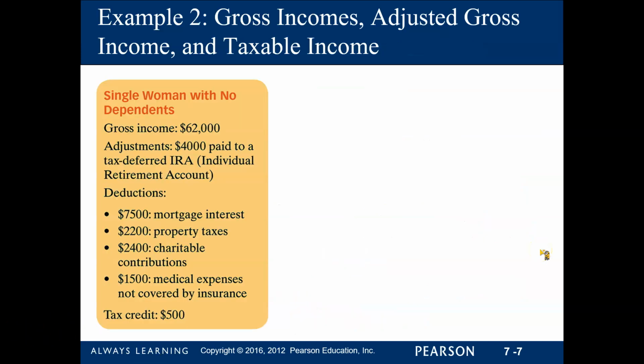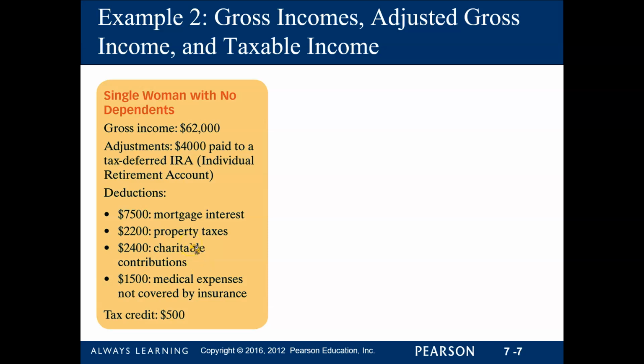All right, so let's continue with a second example. We have here a single woman, no dependents. The gross income is $62,000. Adjustments, it's already identified as 4,000. The deductions, these are the itemized deductions: 7,500 for mortgage interest, property taxes 2,200, charitable contribution 2,400, medical expenses not covered by the insurance 1,500, and this person will also get a tax credit of 500.